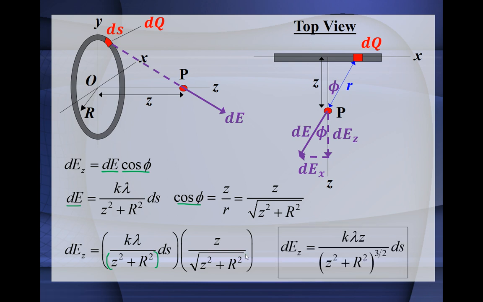Therefore, we have an equation that tells us the magnitude of the electric field at point P due to that single differential charge element is k times lambda times z divided by z squared plus capital R squared, all to the power of 3 over 2, multiplied by ds.